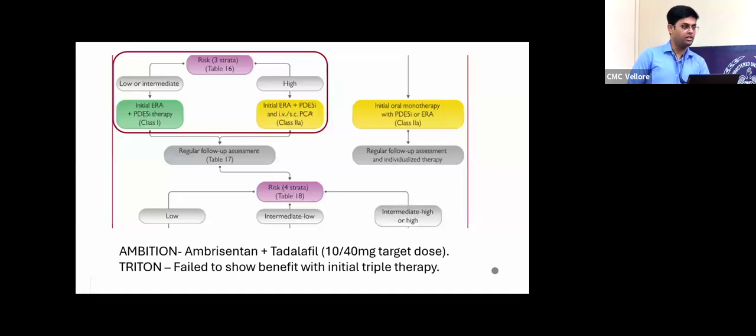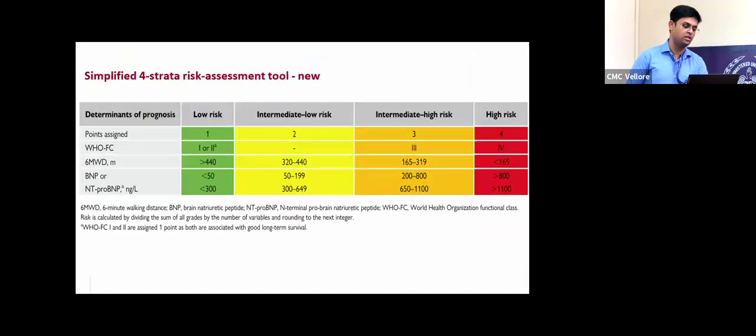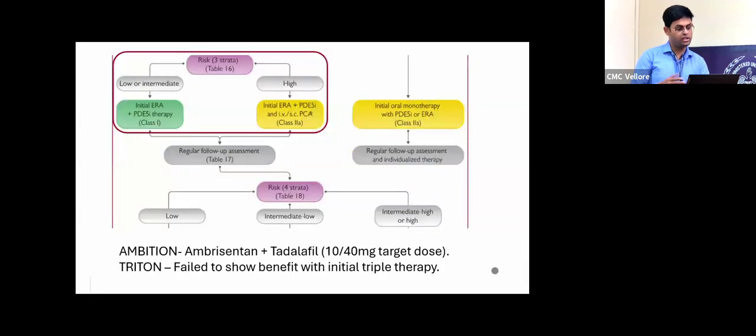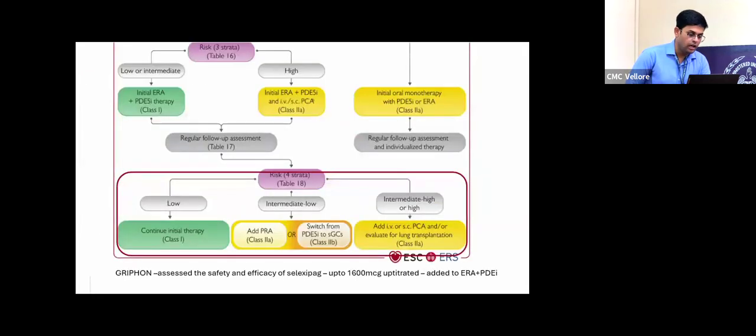After the initial diagnosis and starting therapy, we have to follow up the patient with a simplified 4-strata risk tool. Here you can see only WHO class, 6-minute walk test, and BNP, and points are assigned to each, based on which you classify the patient as low risk, intermediate low, or intermediate high risk. And in follow-up, if the patient still remains high risk, the class 1 recommendation is only for dual therapy.